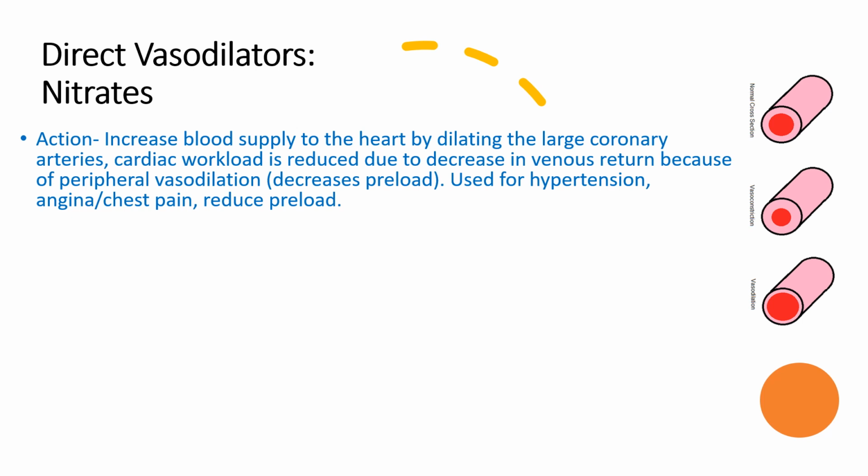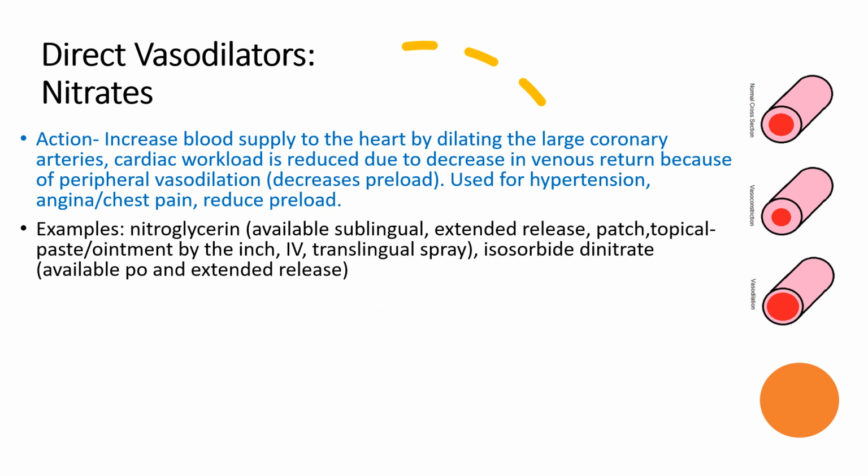We use these drugs not just for hypertension, we also use them for chest pain, angina, and to reduce preload, to reduce the work on the heart. Examples: nitroglycerin. Nitroglycerin is a big one. If you did a chest pain lecture, you know you talked about nitroglycerin. It is available sublingual, extended release, as a patch, topical, as a paste, which we do an ointment by the inch, IV, translingual spray. And then the only other one is the isosorbide, which is the extended release nitroglycerin, basically, and that's the PO form.